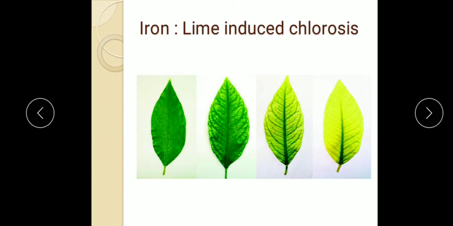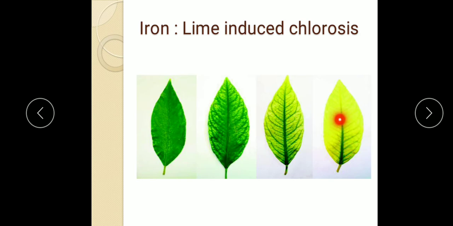Now next and last disease is lime induced chlorosis. Lime induced chlorosis is the disease caused due to the deficiency of iron. In this disease what happens? Leaves turn yellow or brown at the margin. You can see here the problem starts from this leaf. This is a complete green leaf, and at the margin it turns yellow or brown. Young leaves may show bleaching, means the complete loss of chlorophyll.